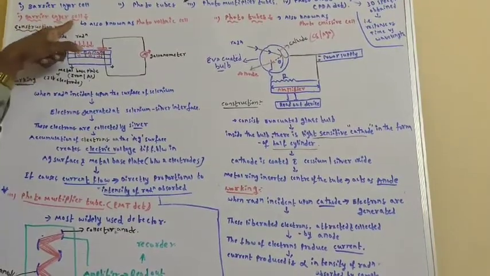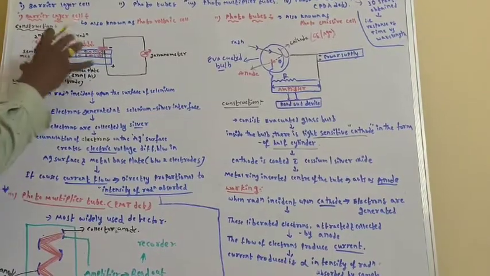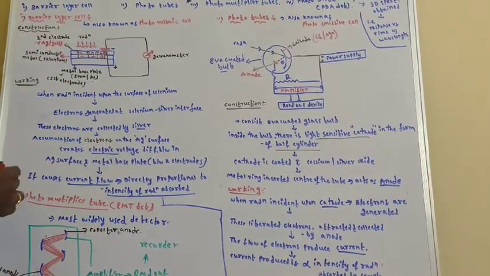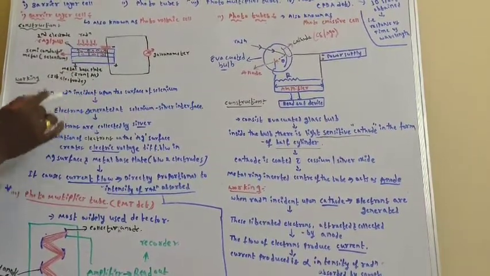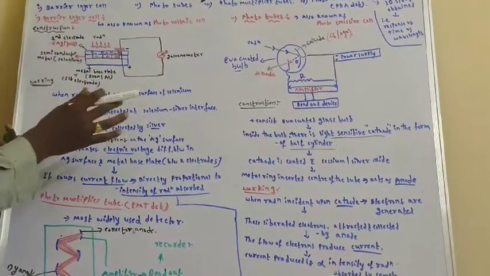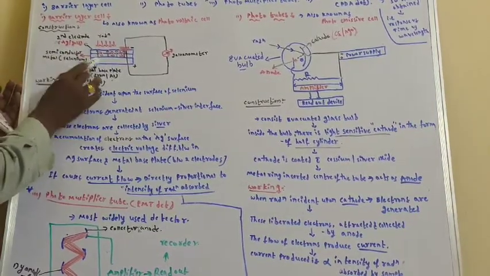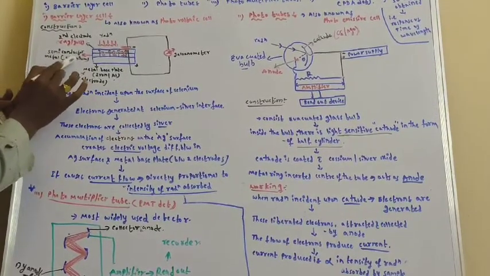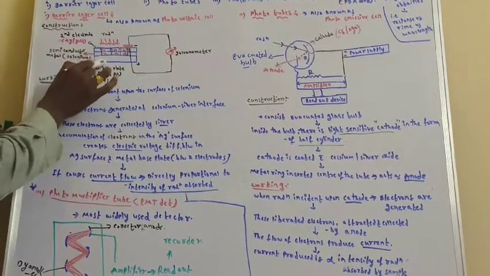This detector is also known as a photovoltaic cell. Let's see the construction of the barrier layer cell, the photovoltaic cell detector. This is the photovoltaic cell detector. The bottom one is the metal base plate. It may be made up of iron or aluminium. It acts as an electrode. On the metal base plate, a thin layer of semiconductor metal such as selenium is deposited. Selenium acts as a semiconductor, we know that.